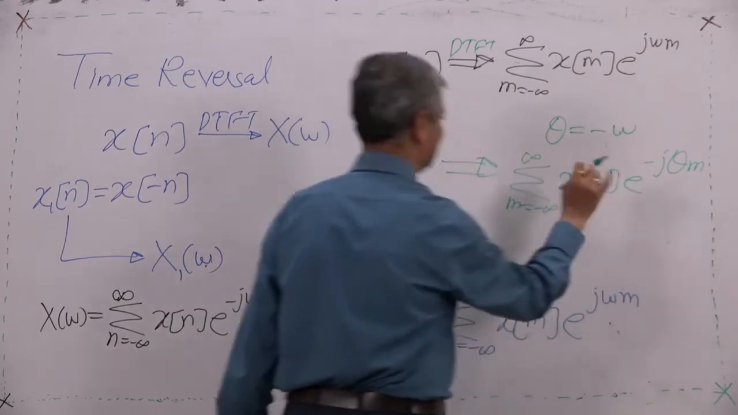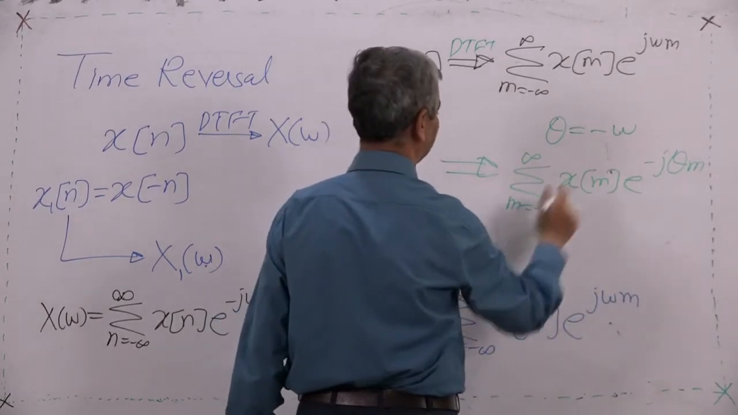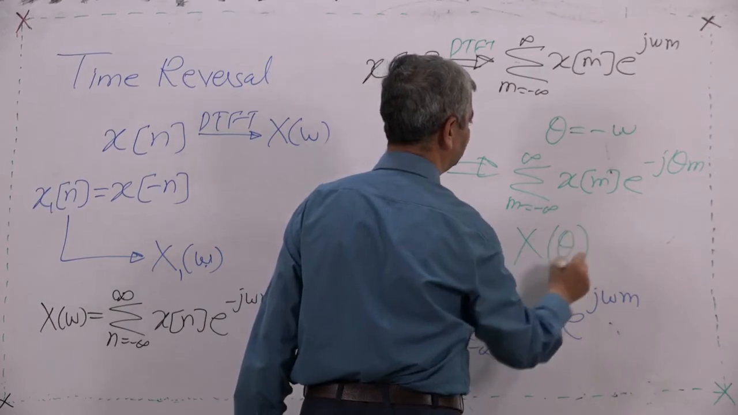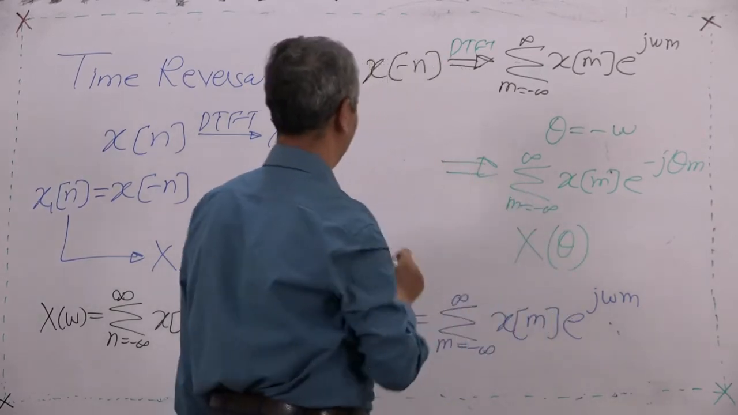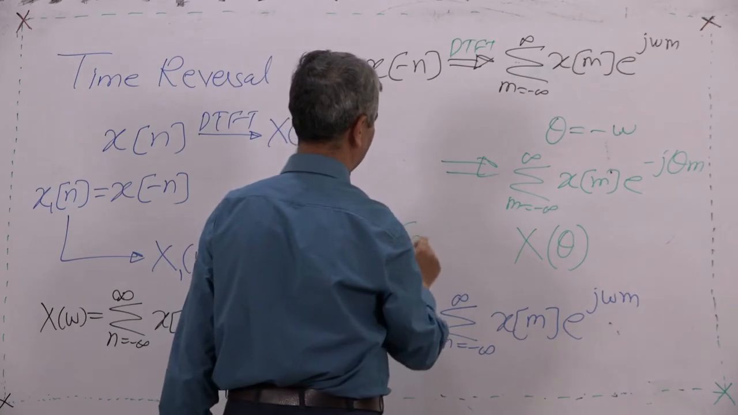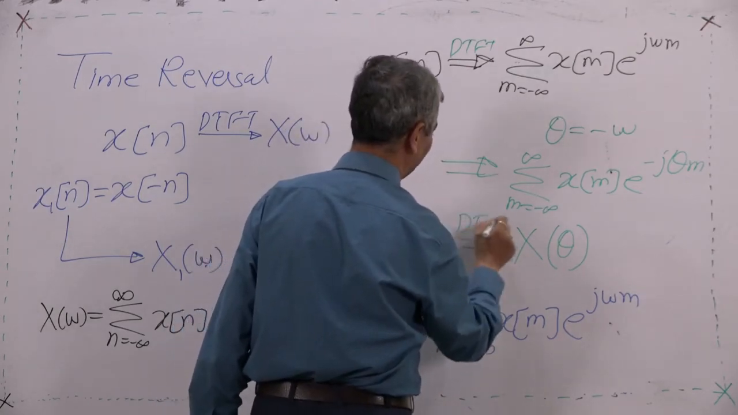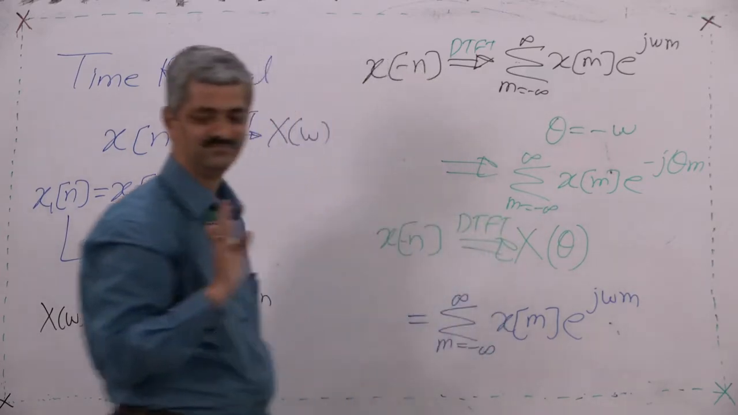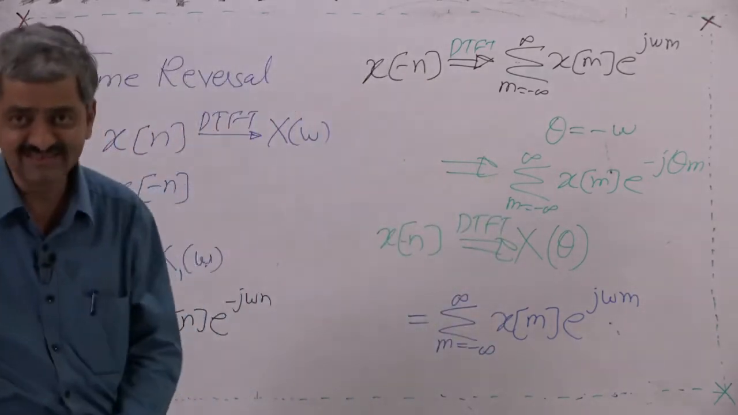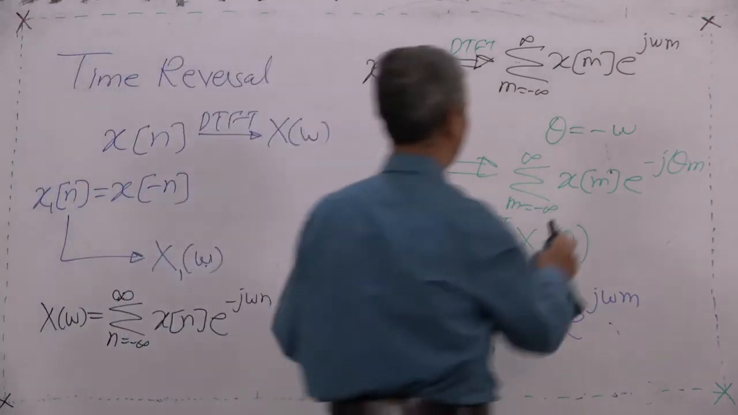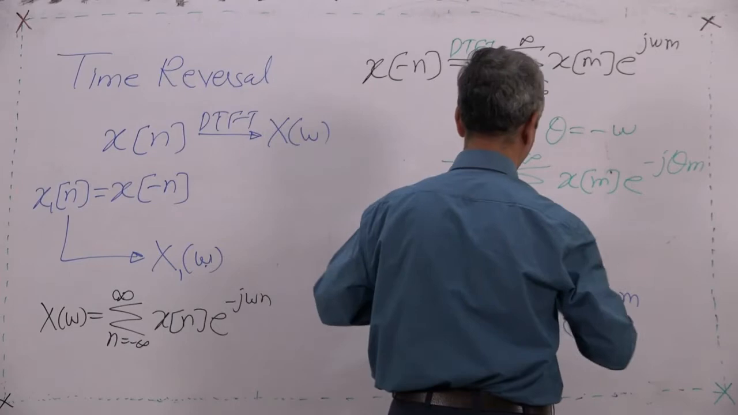So this I can say as x of theta. x of minus n is getting transformed to the DTFT x of theta. But what is theta? We know that we put theta equal to minus omega, so we put it again, minus omega.